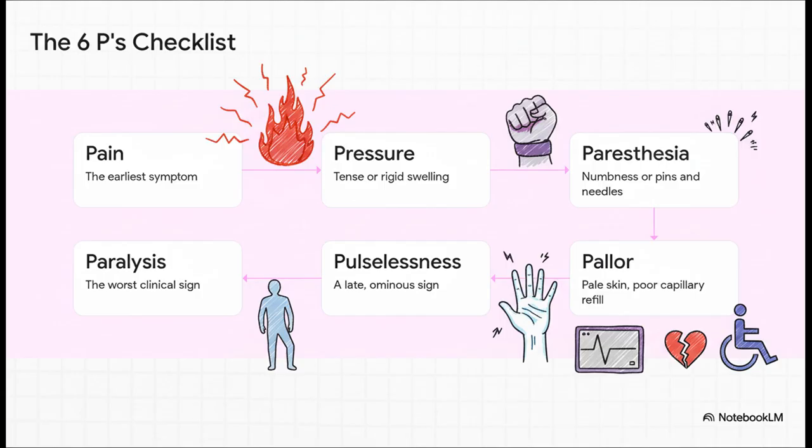You have to know the 6 Ps. This is your critical checklist. It starts with pain that is way out of proportion to what you'd expect, then a feeling of intense pressure. As it gets worse, the patient will get paresthesia, that pins and needles feeling. Then you'll see pallor or pale skin. And the really late, really bad signs are pulselessness and paralysis. You have got to catch it before you get to those last two.